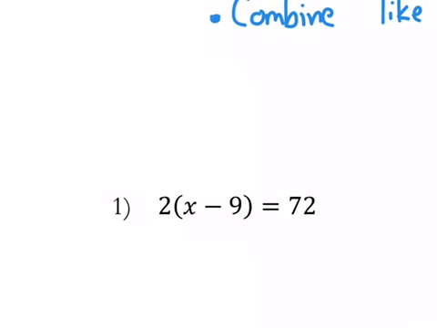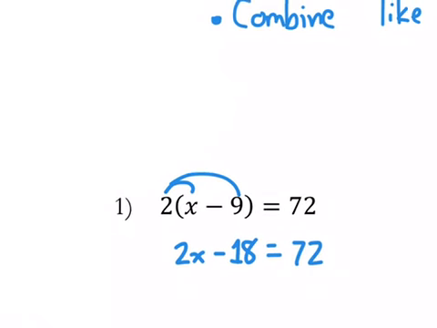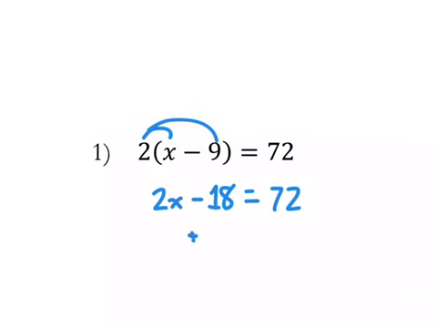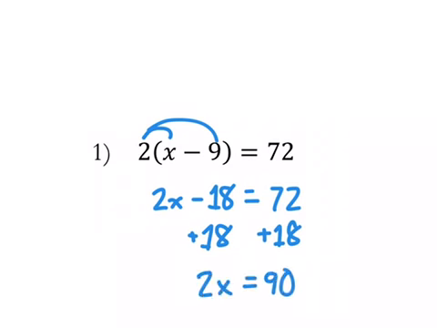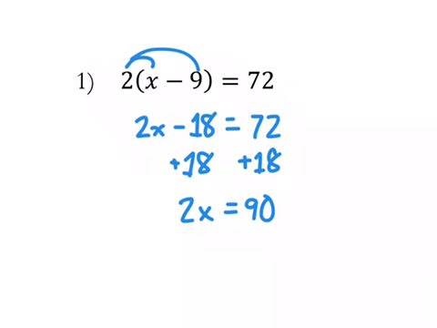So number 1 is a good example of distribution. So I have to do 2x minus 18, not 9. And now I just treat this as a multi-step problem, so I'm going to add 18 to both sides. So I get 2x is equal to 90, x is equal to 45.